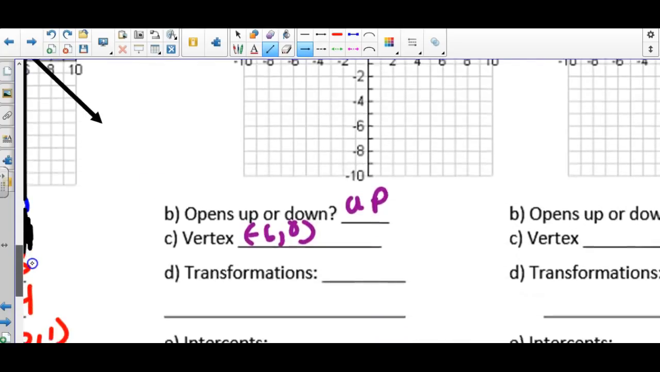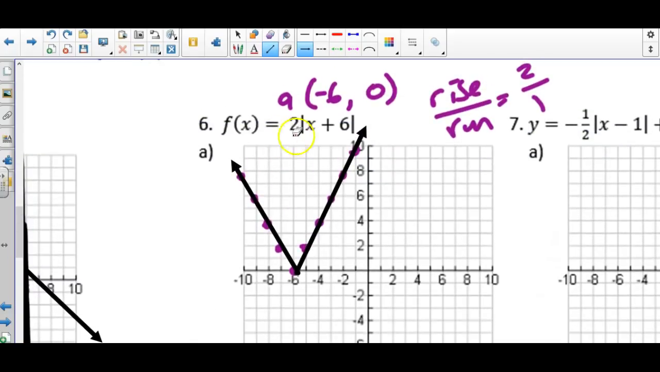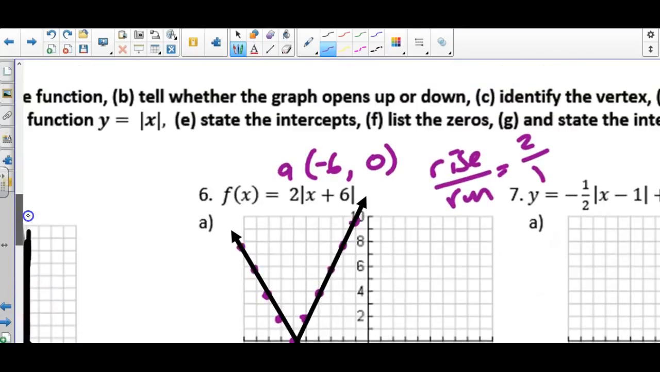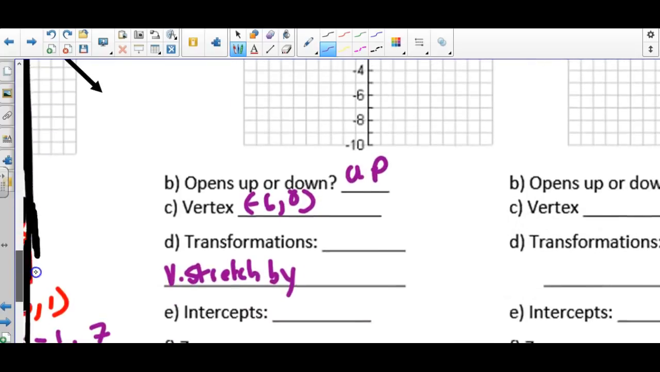Now, let's answer a couple more questions. Transformation. This 2, since the a is larger than 1, guys, when a is larger than 1, you have what's called a vertical stretch. So I have a vertical stretch by 2. And that positive 6 says left 6. Left 6, sorry, left 6.